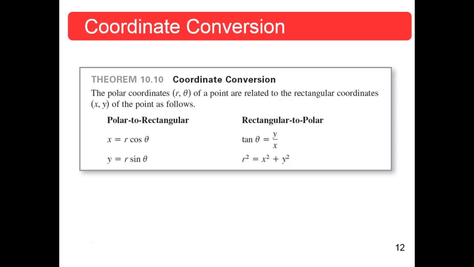So here's the theorem, coordinate conversion. The polar coordinates (r, theta) of the point are related to the rectangular coordinates (x, y) of that same point as follows. x is equal to, this is polar to rectangular.